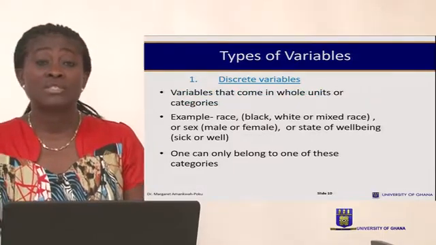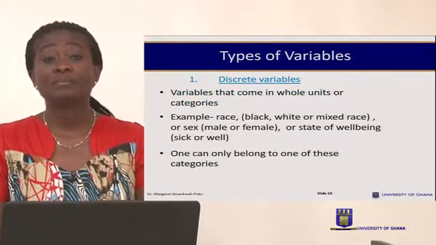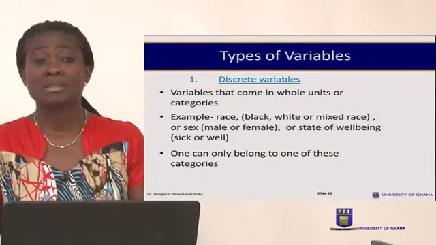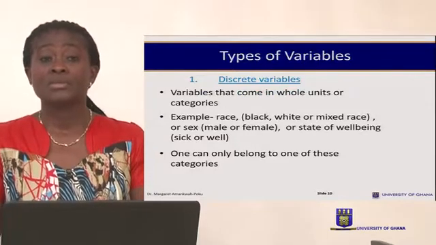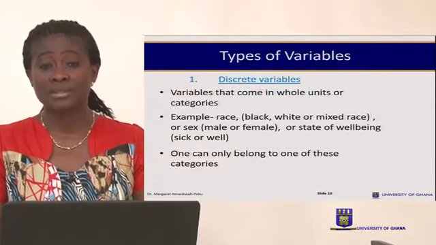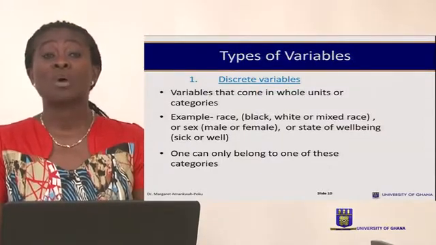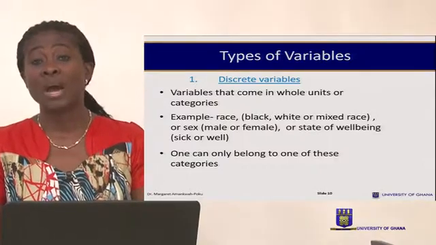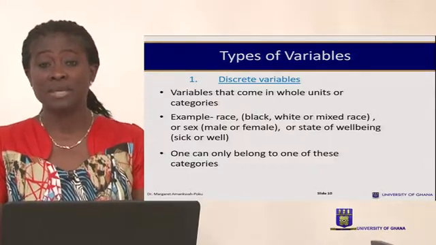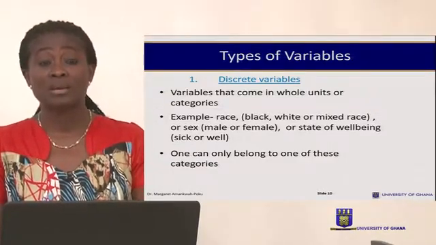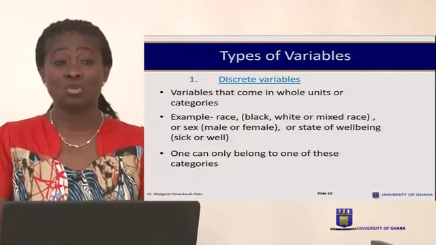So let's talk about discrete variables. These are variables that come in whole units. So for instance, you can have someone who is of black race or white race, someone who is male or female. So discrete variables come in whole units. You are either male or female. You are either black or white. So even if you are a bit of black and a bit of white, you are categorized as being mixed race. So an individual will belong to one category at one time. You are either well or you are sick, etc.